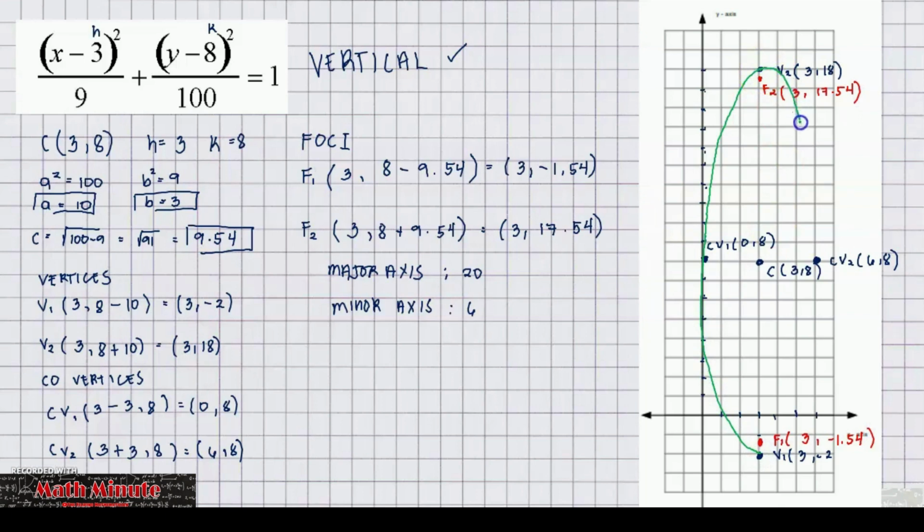So as you can see, the more your foci are farther from each other, the more elongated your ellipse will be. So that is now the graph and the properties of the equation (x minus 3) squared over 9 plus (y minus 8) squared over 100 is equal to 1. Let's proceed with your next example.